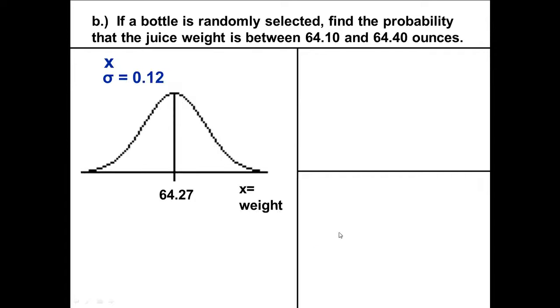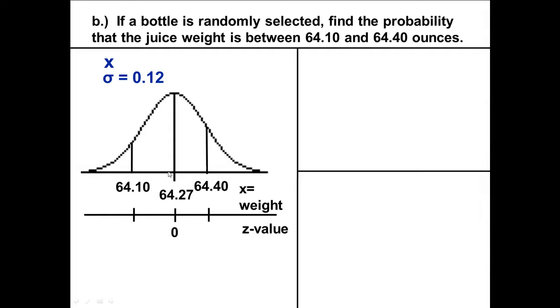Let's go ahead and look at the next one. If a bottle is randomly selected, find the probability. Okay, so now what we're going to do is this. First of all, we have between 64.10 and 64.40. That's our probability. We want this. Now, what we're going to do is find this probability on the tables, and then find this probability on the tables, and then we're going to subtract the two. And that's how we will do it.